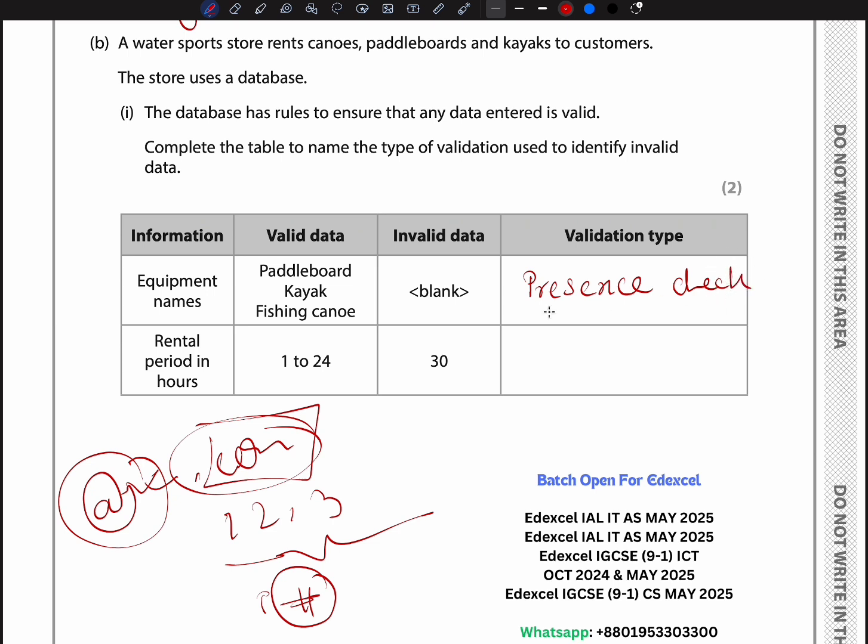presence check. And this one is rental period in hours. So it will be 1 to 24. The valid data is anything between 1 to 24. So invalid data is 30. If somehow someone writes more than 24, then what will the validation type do? The validation will check the range check. Okay. So it will check that the period must be in the range 1 to 24.